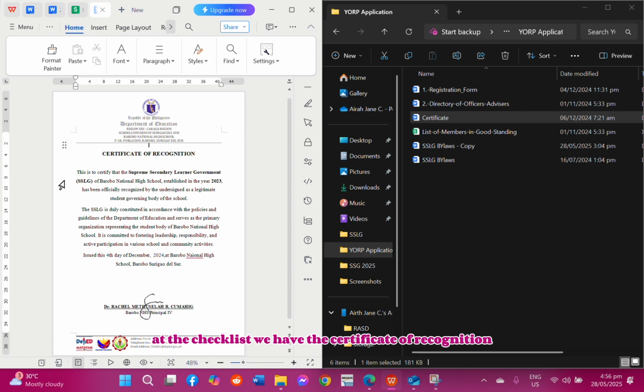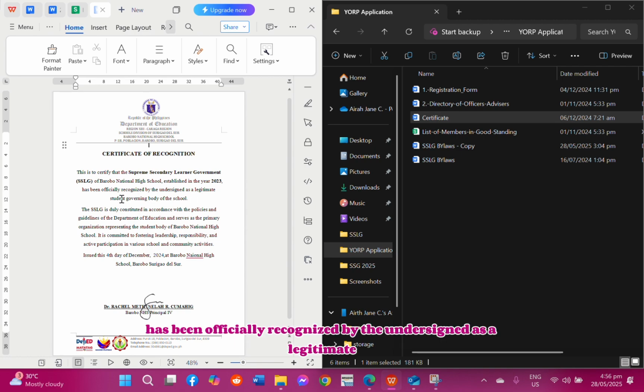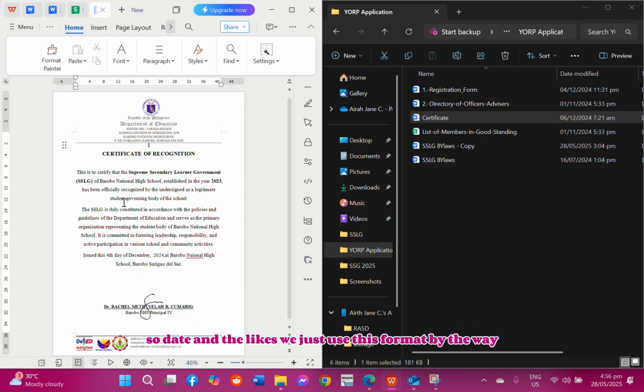We have the certificate of recognition. This is to certify that the Supreme Secondary Learner Government of Barobo National High School, established in the year 2023, has been officially recognized by the undersigned as a legitimate student governing body of the school. So date and the likes.